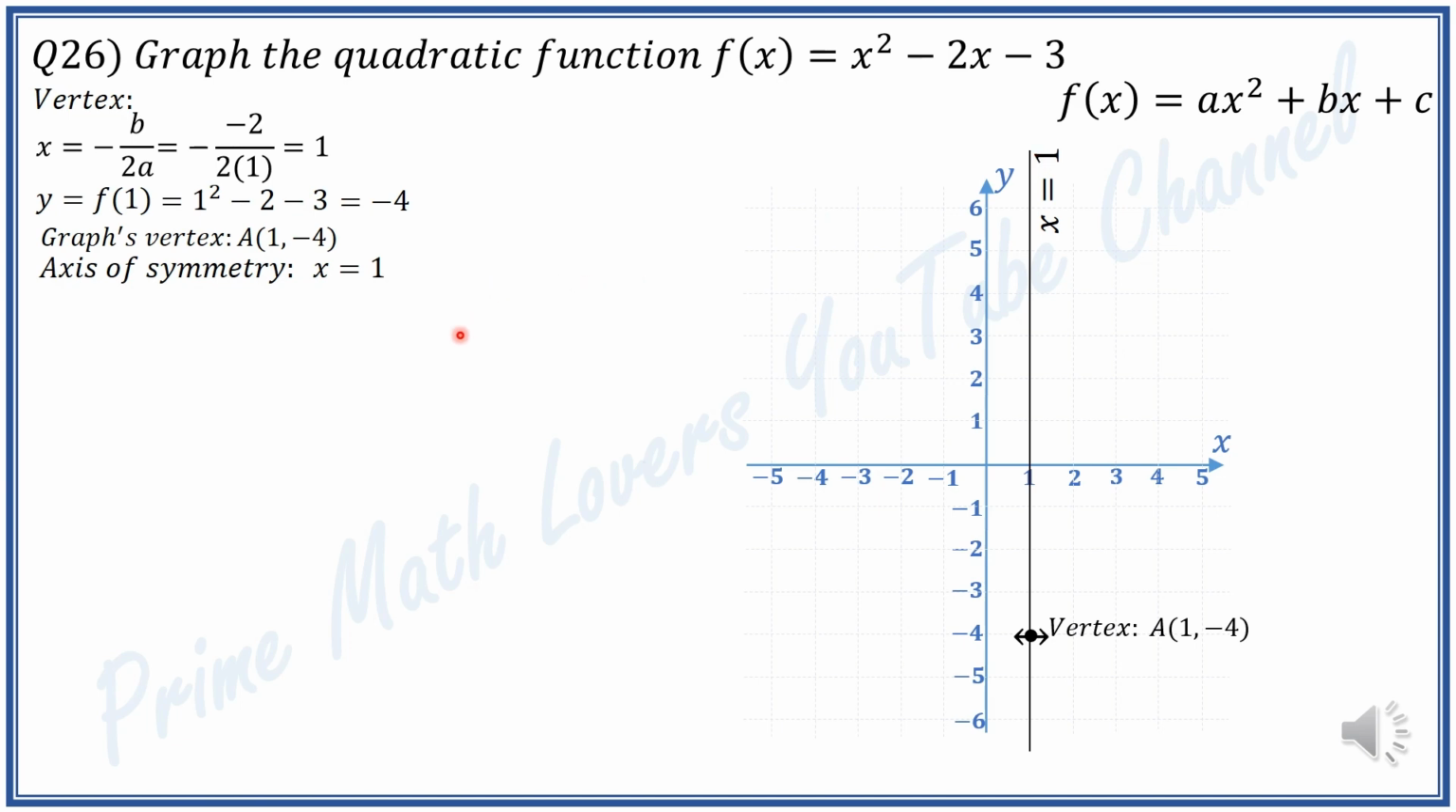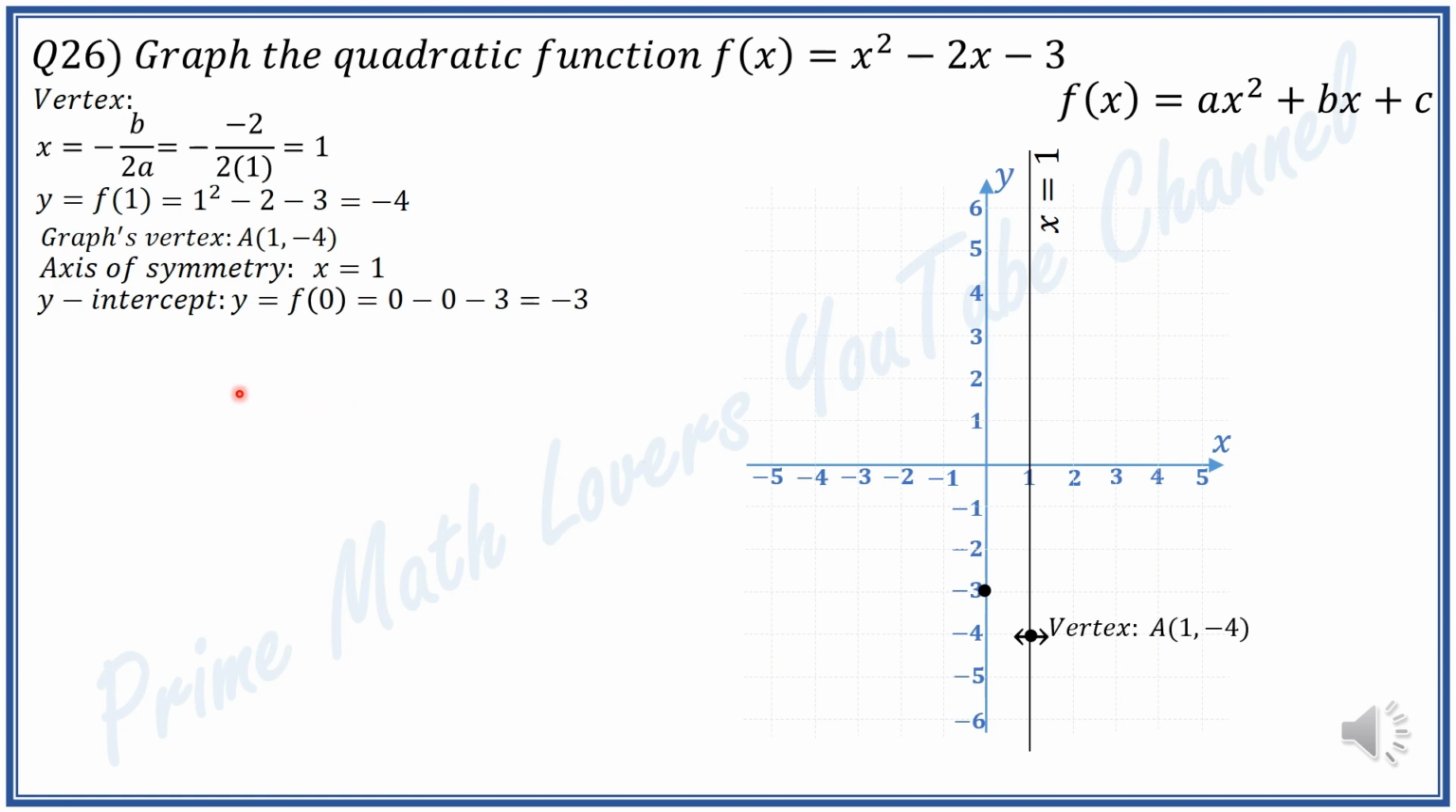The next key feature is the y-intercept. The y-intercept is the point where the graph intersects the y-axis. To find it, we set x is equal to 0. So y is equal to f of 0. We replace x with 0, so it will be 0 minus 3, and the y-intercept will be -3. So this point is our y-intercept, -3 on the y-axis.